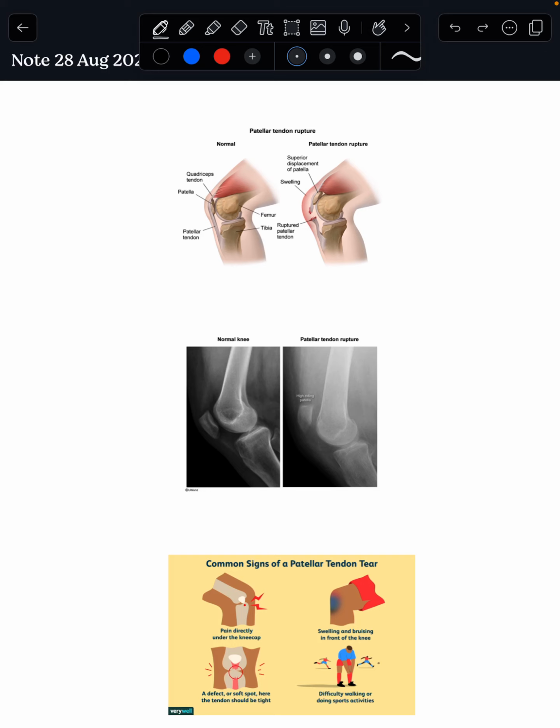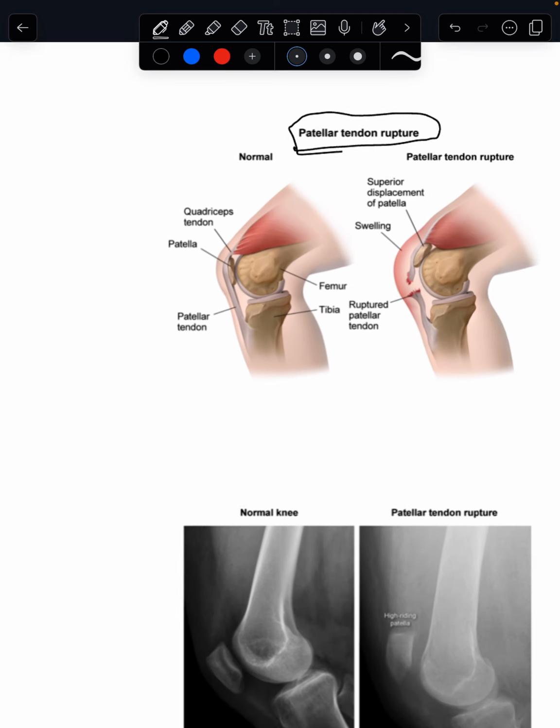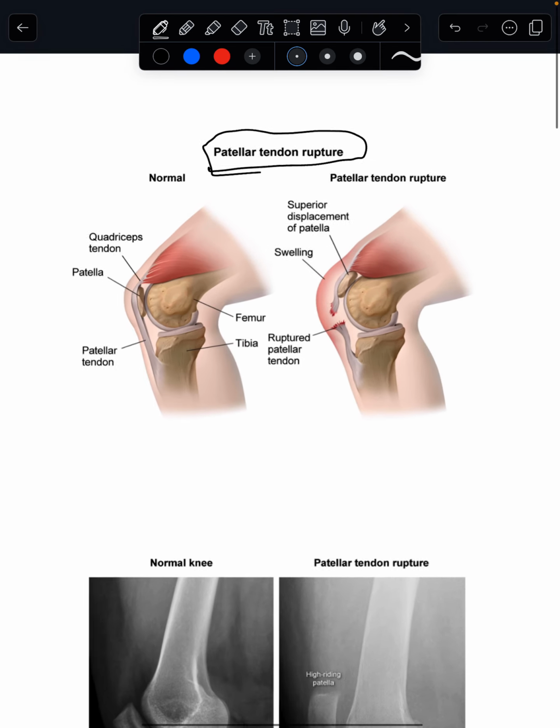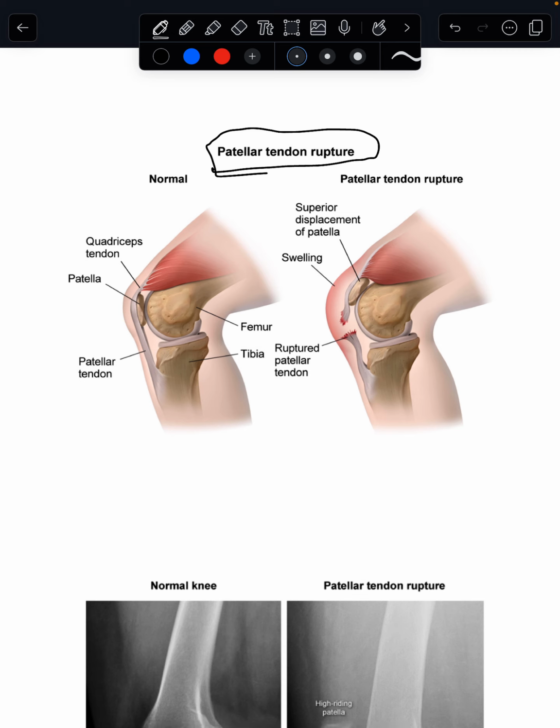Today we are going to talk about patellar tendon rupture. So this is an orthopedics case. We can see here in the first photo that the patellar bone is attached to the patellar tendon inferiorly, which attaches to the tibial tuberosity here, and the patella attaches to the quadriceps tendon over here, and that with the quadriceps muscle.